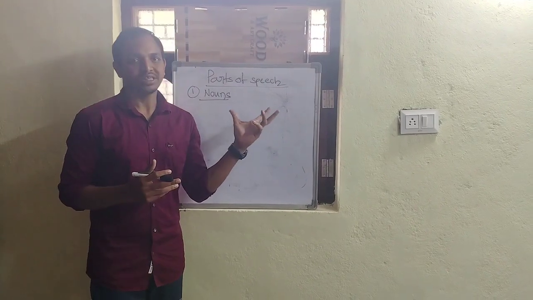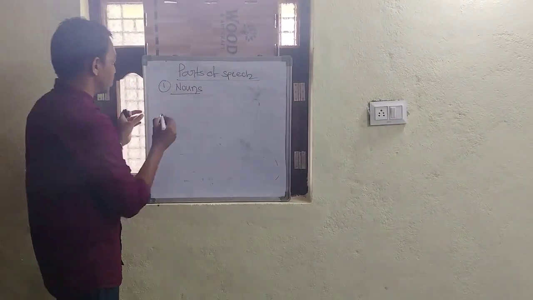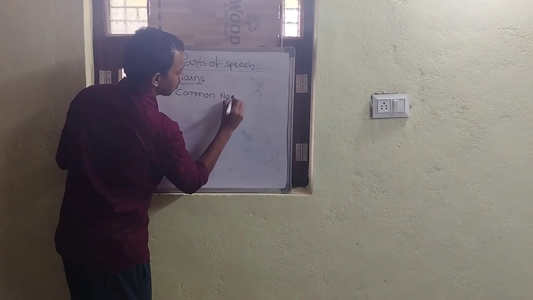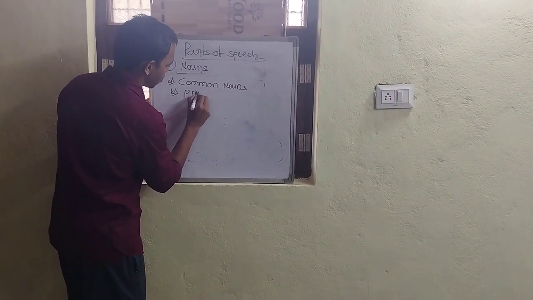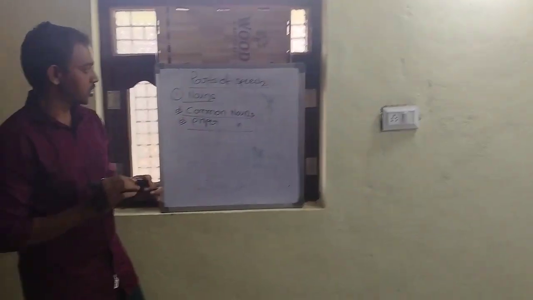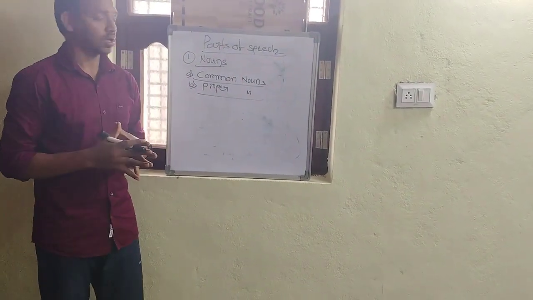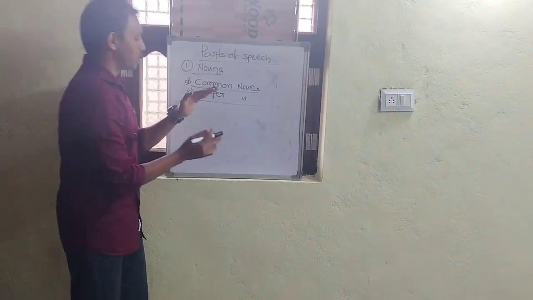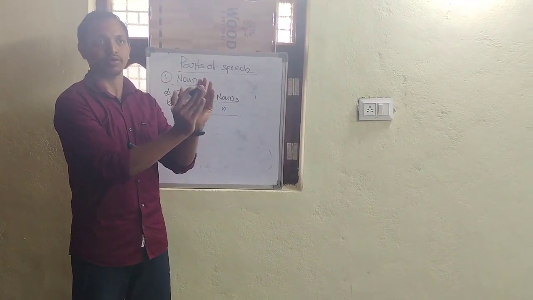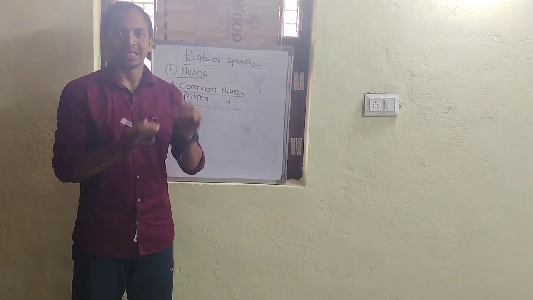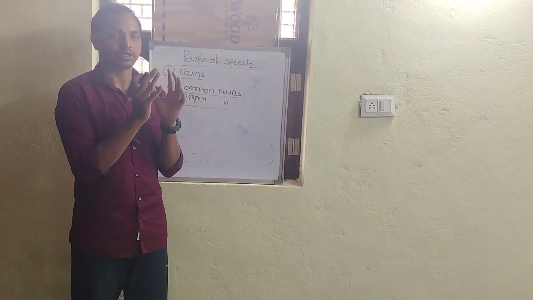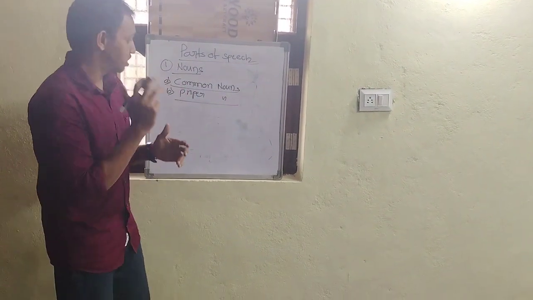Noun is especially divided into two types: common nouns and proper nouns. Firstly, we have to learn the common noun. Common noun is nothing but, instead of mentioning the proper name of a word, we can call it a common noun. For example: city, railway station, bus stop, tree, teacher, lecturers. We are not mentioning a proper person's name, but we are mentioning something common.